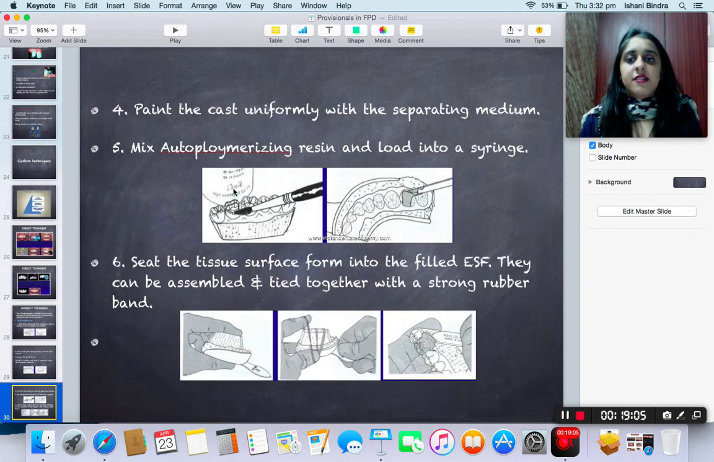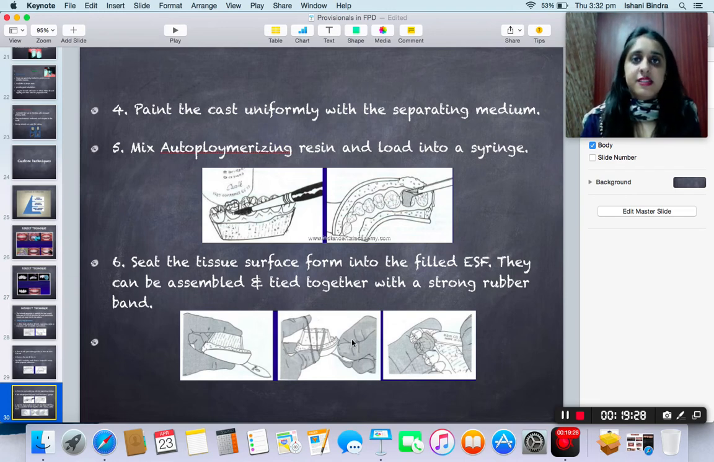On the cast, separating medium is painted. The putty index of the diagnostic waxing we have made is filled with the provisional restorative material, for example acrylic of our choice, and after the material is filled into the proper space, it is seated onto the tissue surface of the cast and secured with the help of rubber bands.